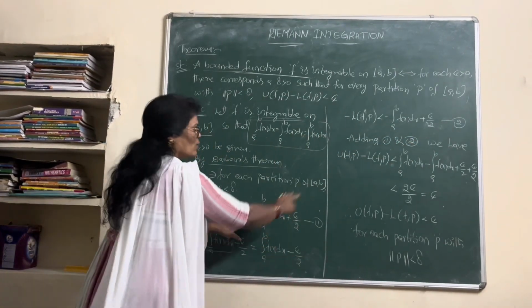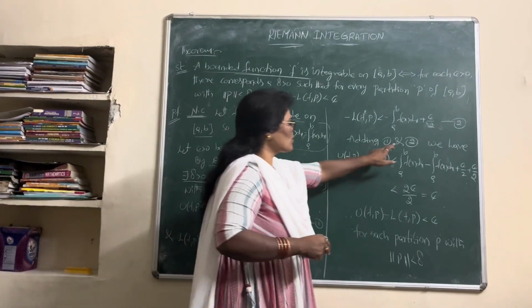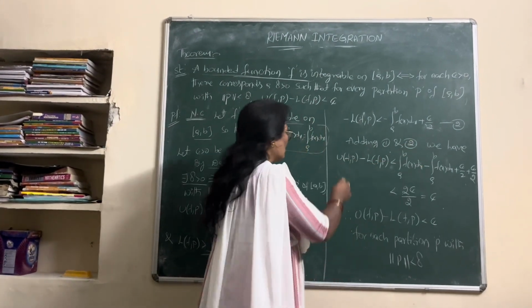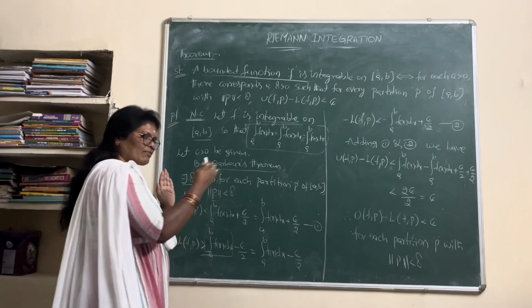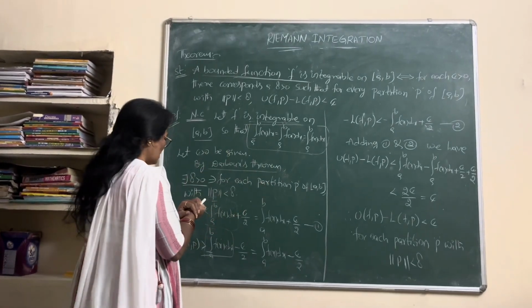So from these two equations you should add. Adding equations 1 and 2, on the left hand side we add the left hand side terms, and on the right hand side we add the right hand side terms.